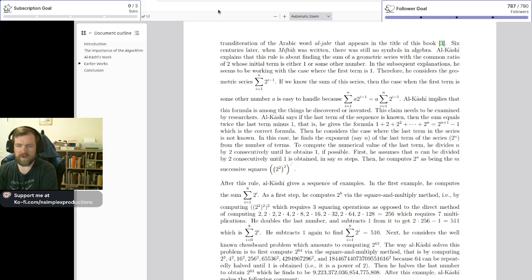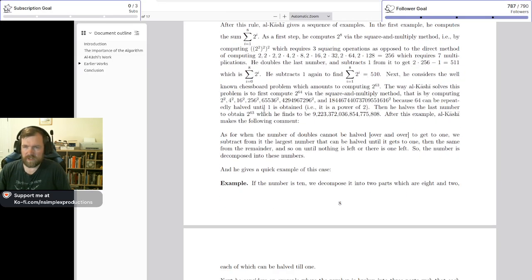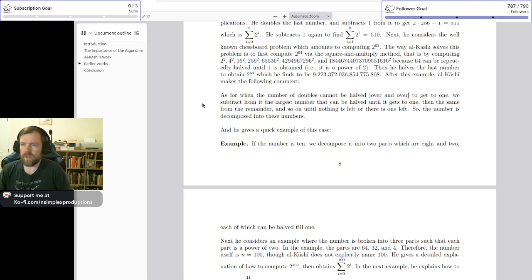He doubles that last number and subtracts 1 from it to get 2 times 256 minus 1, which is 511. He subtracts 1 again to find 510, which is the sum of 2 to the i as i goes from 1 to 8, rather than 0 to 8 as it was before. Next, he considers the well-known chessboard problem, which amounts to computing 2 to the 63rd.